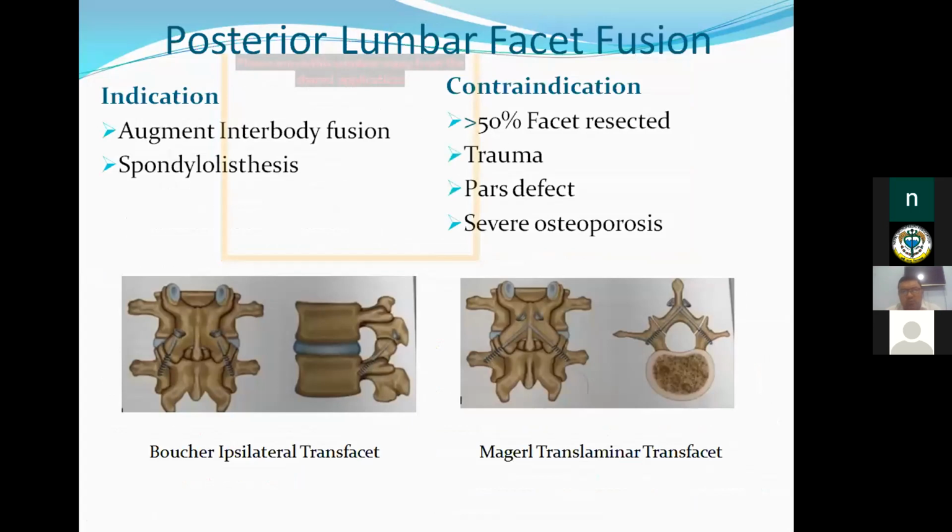So another is posterior facet fusion. The only indication for posterior facet fusion is to augment the interbody fusion. There are two techniques. One is Boucher ipsilateral and another is Magerl translaminar. The Magerl translaminar can cause laminar fracture and more complications. So nowadays the Boucher ipsilateral transfacet technique is preferred.